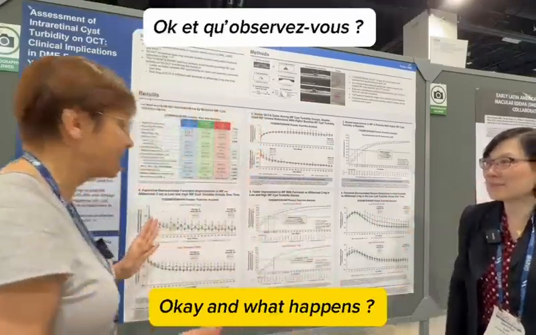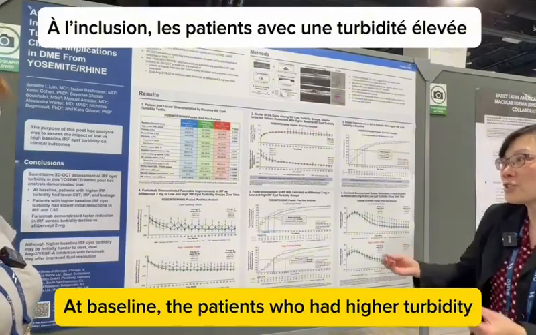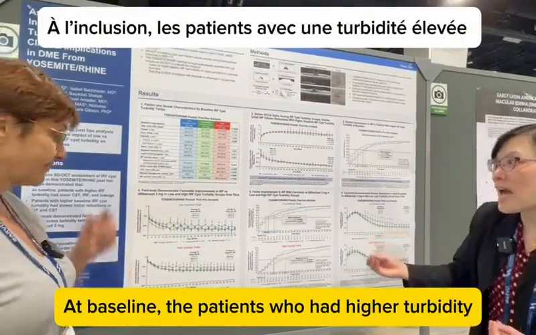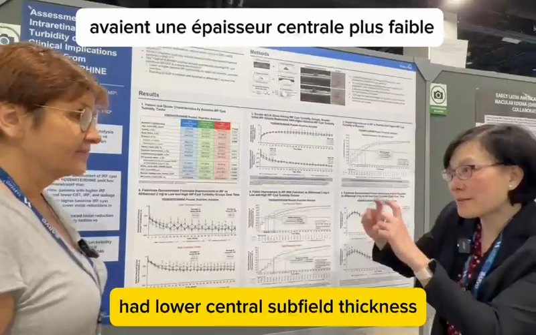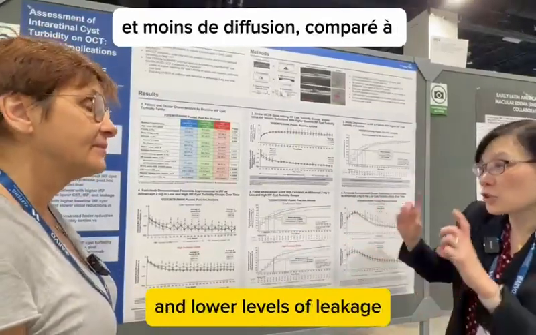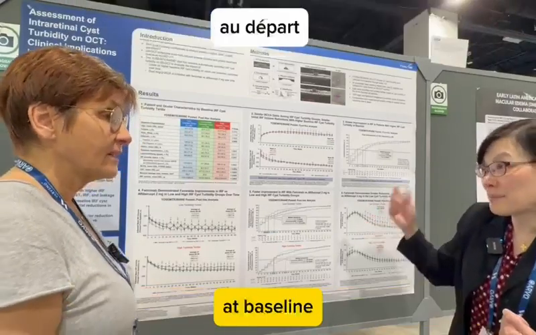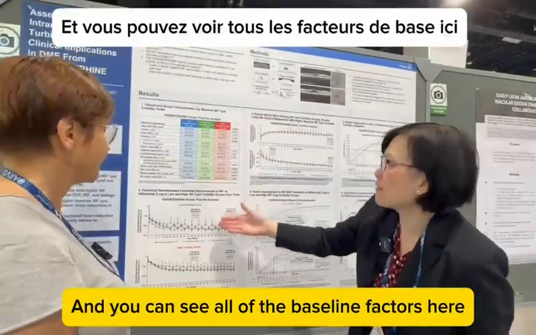Okay, and what happens? So what we found was, interestingly enough, at baseline, the patients who had higher turbidity had lower central subfield thickness, had less intraretinal fluid, and lower levels of leakage compared to those that had low turbidity tertiles at baseline. And you can see all of the baseline factors here.